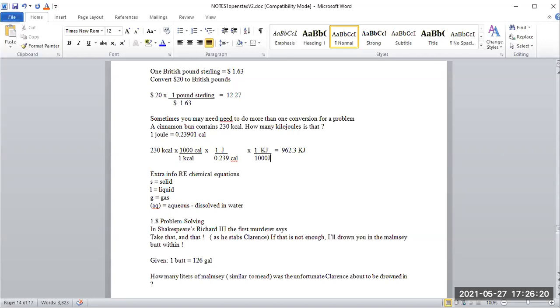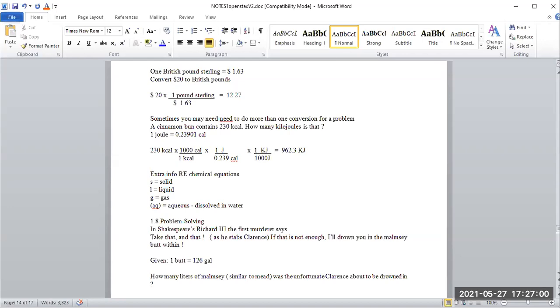I have 230 kilocalories, and I first want to go from kilocalories to calories. So that's my step 1. So 1,000 calories per kilocalorie. Then my middle step, 1 joule per 0.239 calories. But that only gets me as far as joules. I want kilojoules. So I have one more step. 1 kilojoule per 1,000 joules.